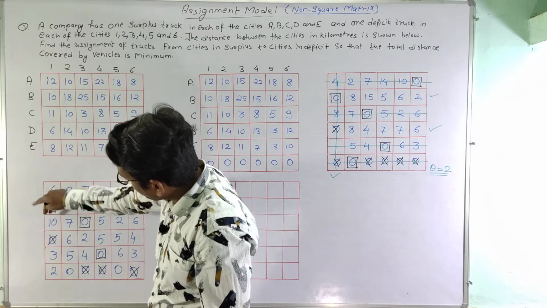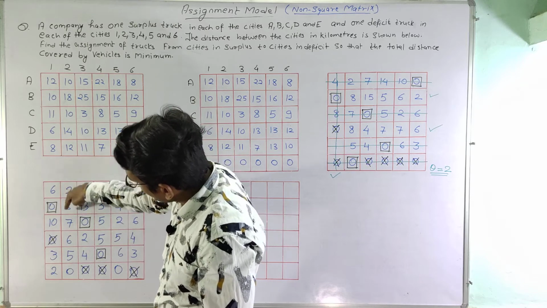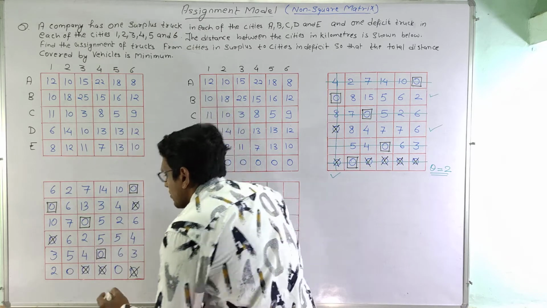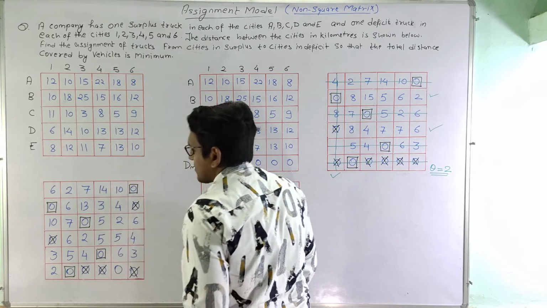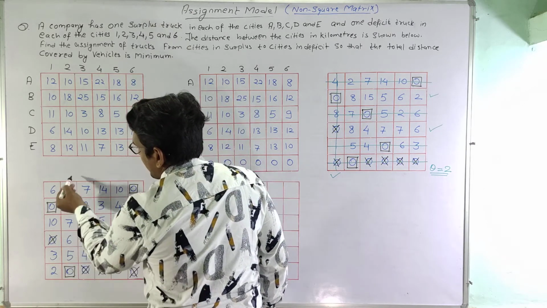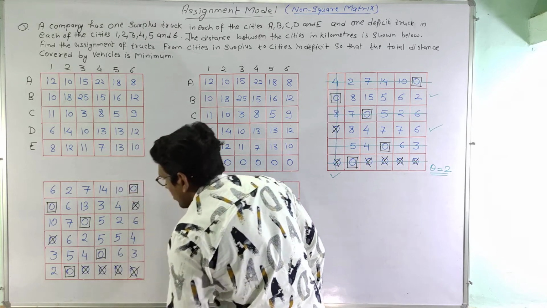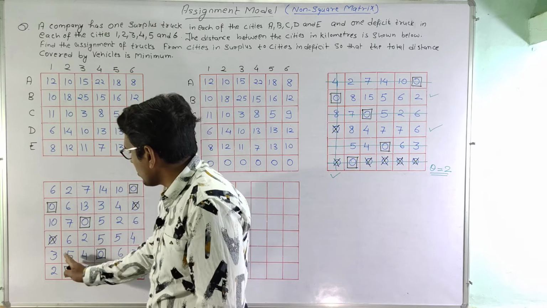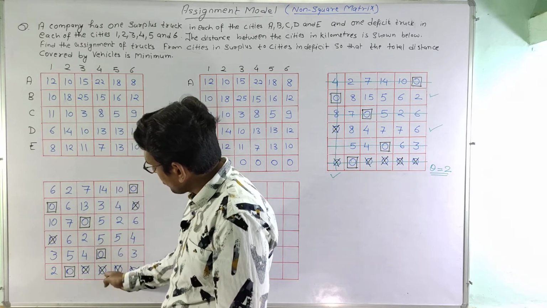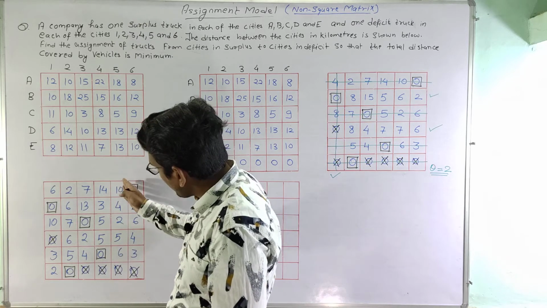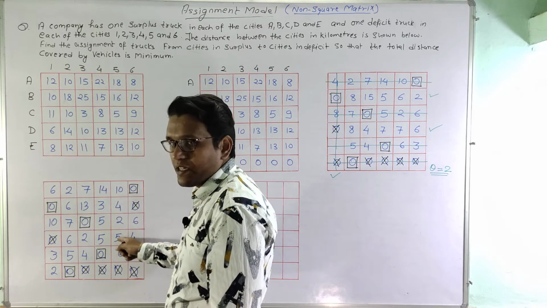So for column 1, we already have an assignment. So we will move to column 2. In column 2, we have a single 0 here. So we will assign this 0. And once this 0 is assigned, no more assignment can be done in this column and in this row. So this 0 has to be crossed out. Now moving on to column 3, there is already an assignment. Moving on to column 4, there is already an assignment. Moving on to column 5, we have no assignable 0 present here.